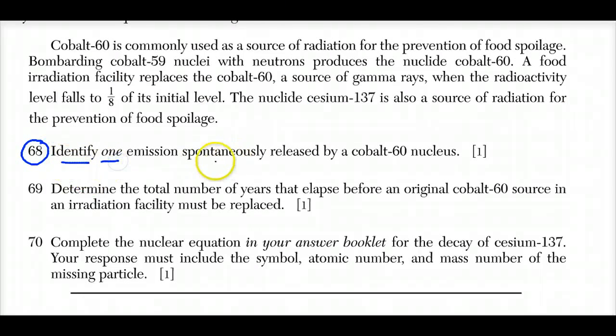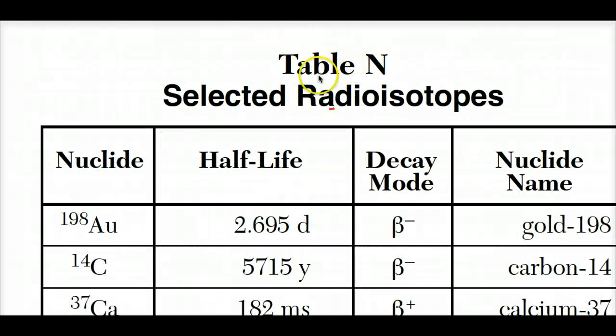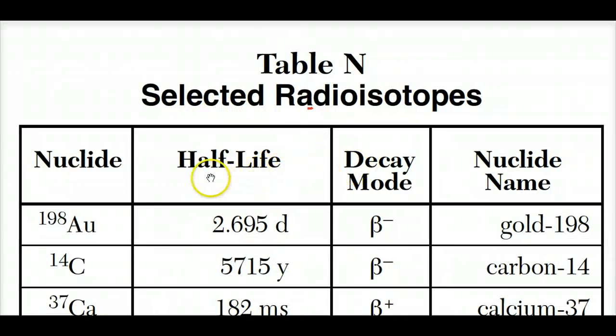Number 68, going right to the question. Identify one emission spontaneously released by a cobalt-60 nucleus. Without reading into any of this, I could look up Table N, cobalt-60. Table N lists all the different types of radioisotopes they want to give you. It's selected, of course, not all of them. These are the select ones. And half-lives, how much time it takes for them to decay in half to something more stable. It's decay mode, and its name.